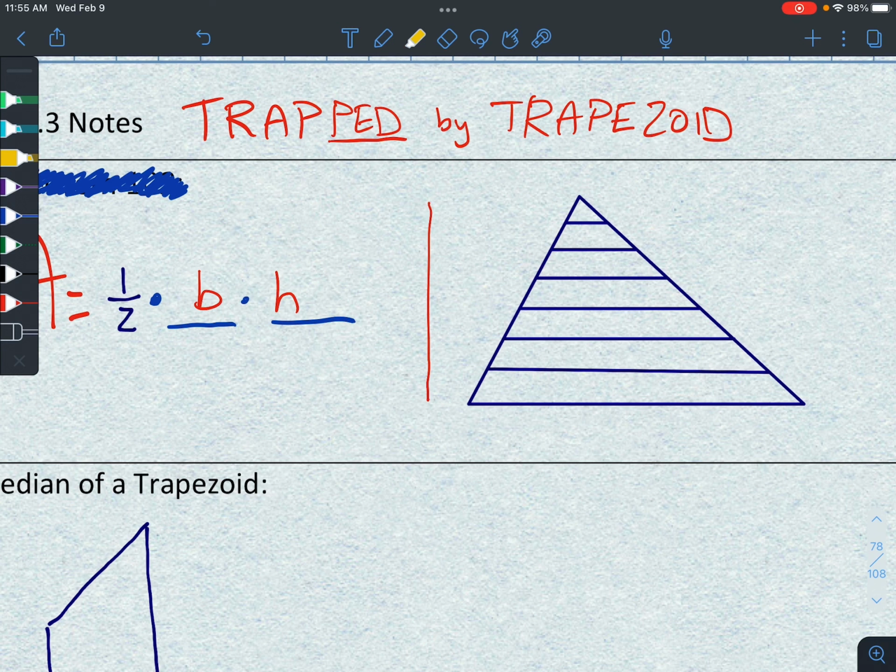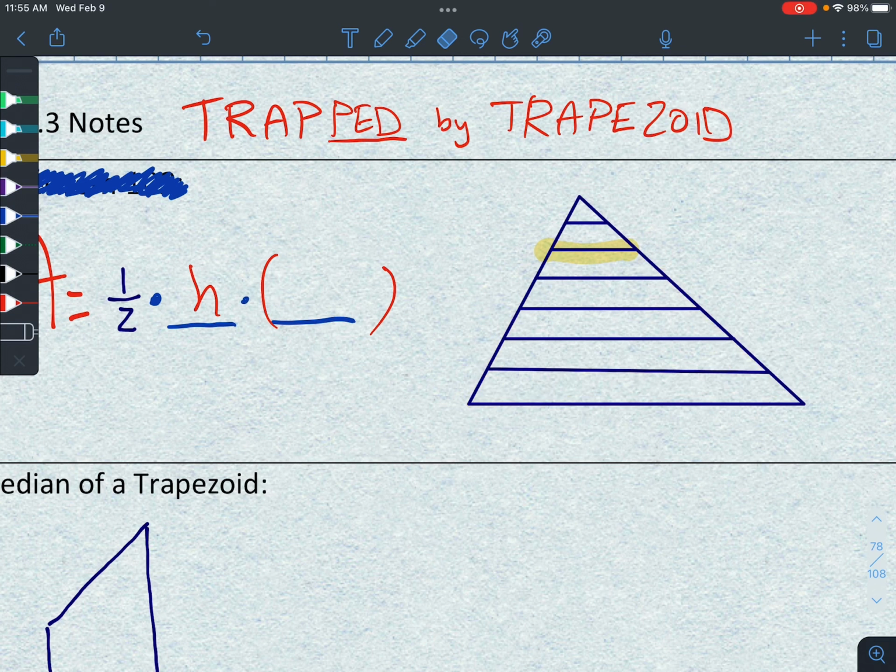And you might be saying, okay, well, what if you're doing this trapezoid here? Then the height would be just here, right? So the height is kind of obvious to see. What is trickier is the base. So let me put the height on this side.